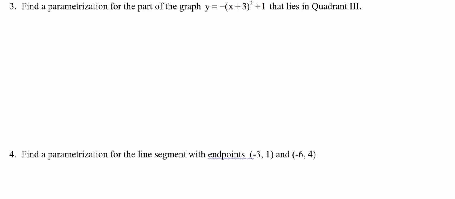So the parameterization is actually really easy, right? I could do that. It's just x equals t, y equals negative parentheses, t plus 3 squared, plus 1. That's really, really easy. It's actually the restrictions that cause a little bit of difficulty.